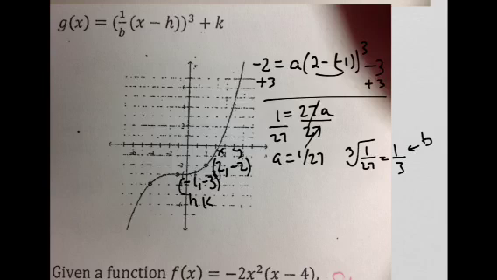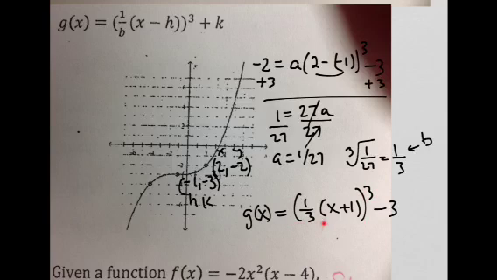Okay, so it would be g of x equals (1/3 x + 1) cubed minus 3. Now notice how I put the 1/3 inside of these parentheses, and then it's raised to the 3rd power, so that's what makes it a b.